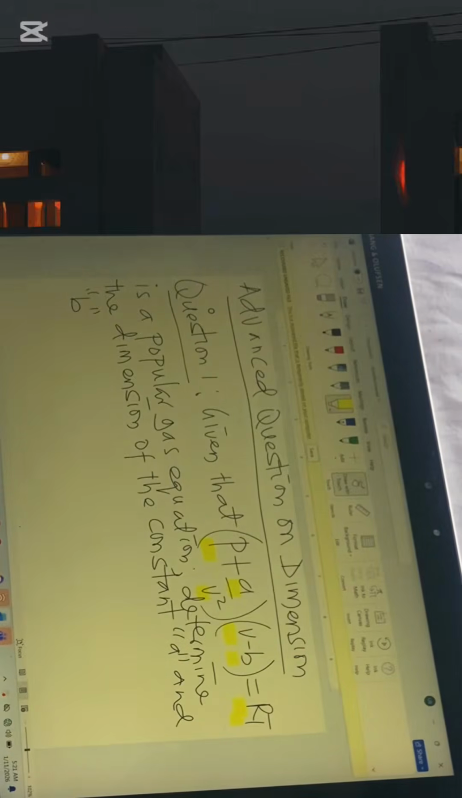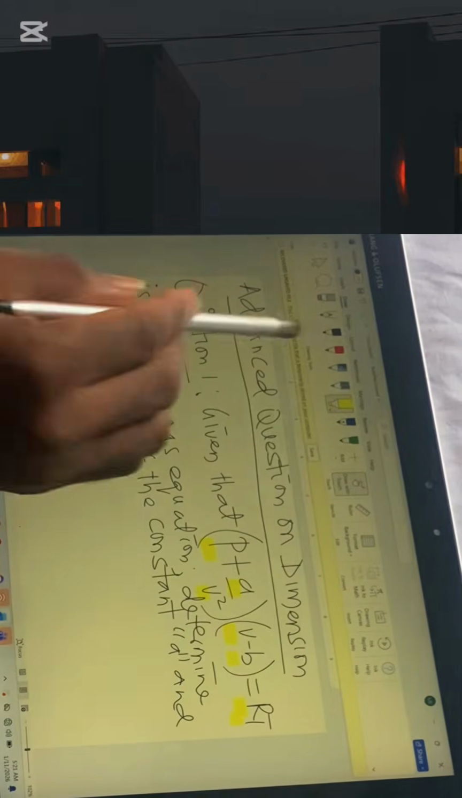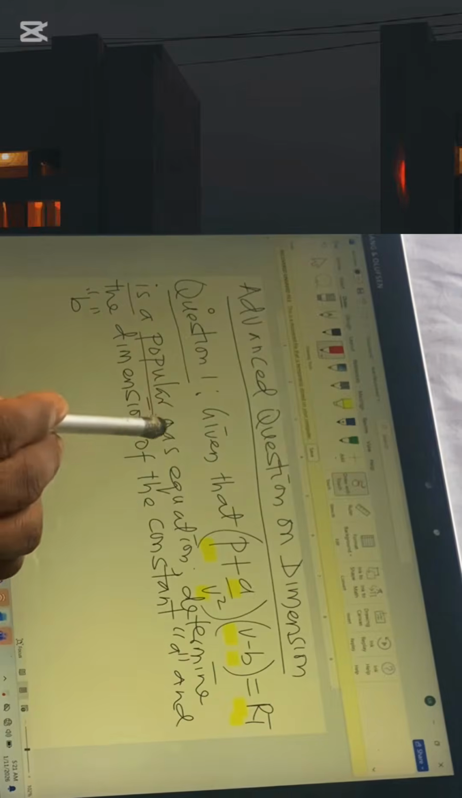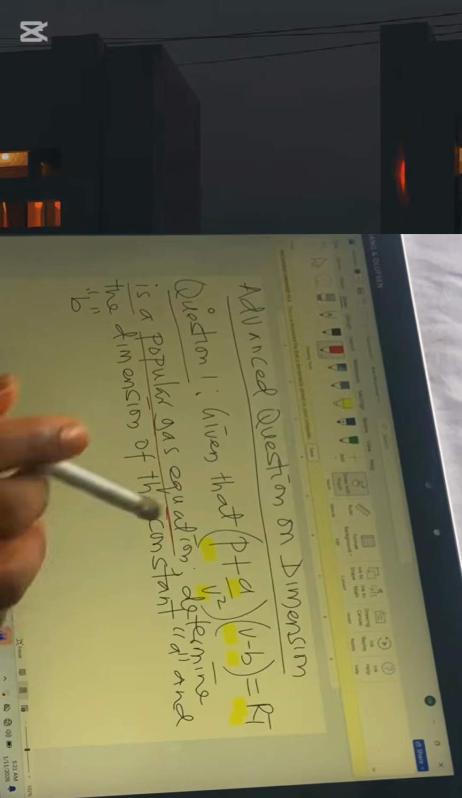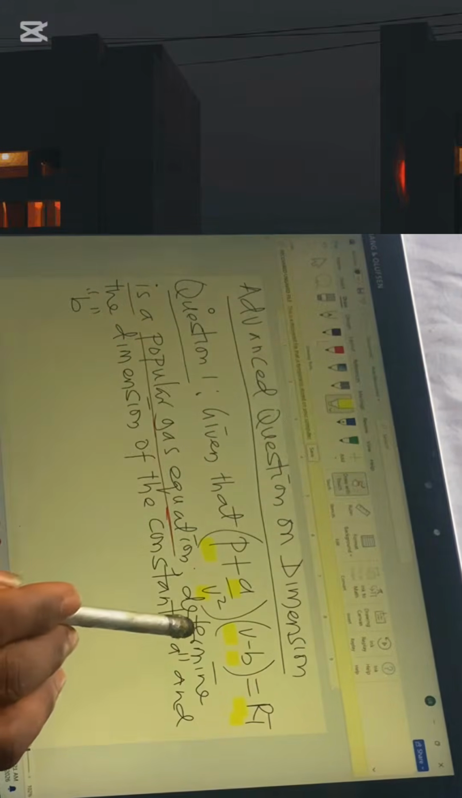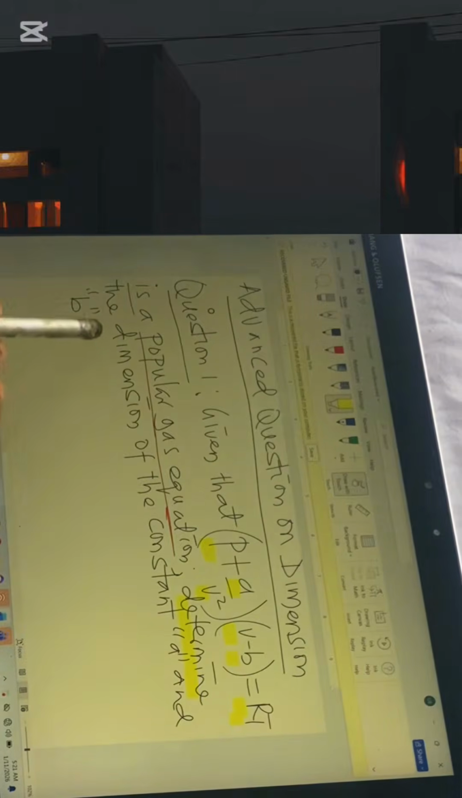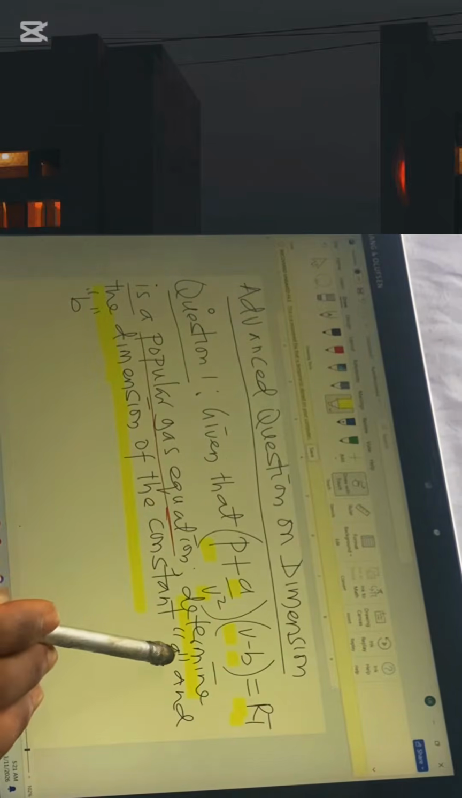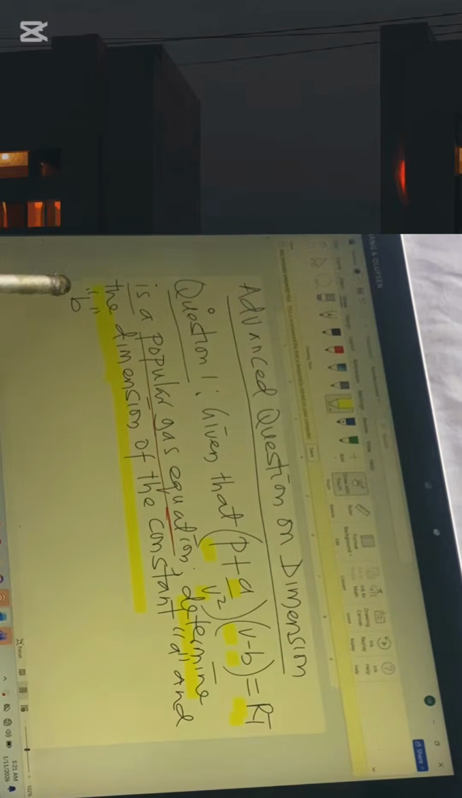So this equation is popular, as they said, which we know in our chemistry. That is PV is equal to nRT. You can remember that, okay? So it's a popular gas equation, and here we are asked to determine the dimension. Please take note, the dimension of constants A and B.